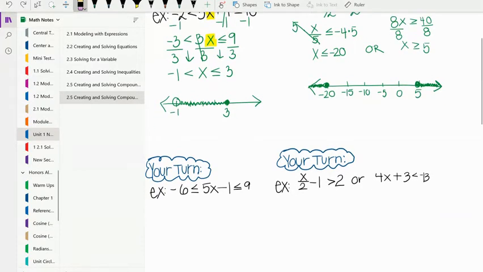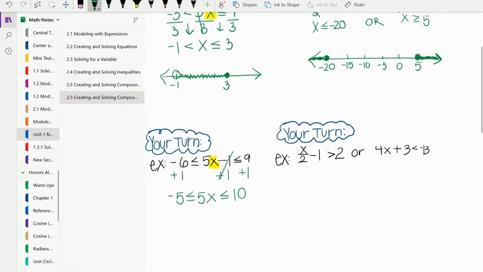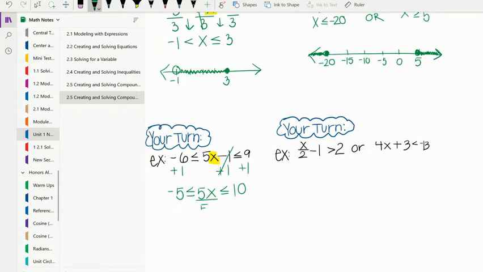Okay, so for this first one, what we're going to do is, again, get this x by itself in the middle. So we're going to add 1 to all parts. And I would get -5 is less than or equal to 5x. Those 1's cancel. And I get 10. The next step would be to divide each part by 5. So negative 5 divided by 5 is negative 1. I bring down my sign. The 5's cancel, and I get x. And 10 divided by 5 is 2.